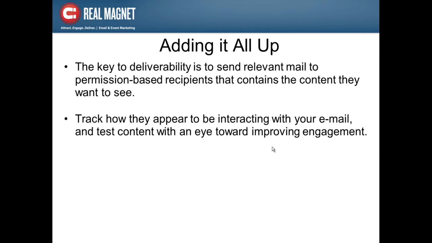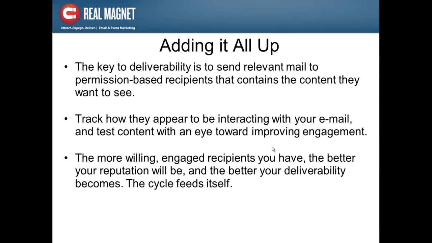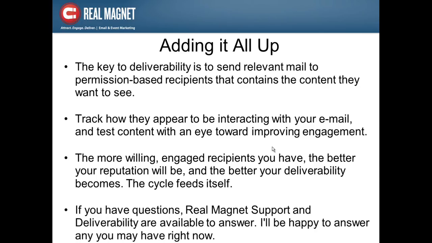Use the Real Magnet client to track how your recipients are interacting with your email and test out different content to see what kind of improvements you can make to that interaction. Improvements to how often they are clicking to open the mail and clicking through on the links that are contained within your mail. And roll out those improvements to the rest of your recipient base. Remember, the more willing, engaged recipients you have, the better your reputation will be, and the better your deliverability becomes. The cycle really does feed itself.